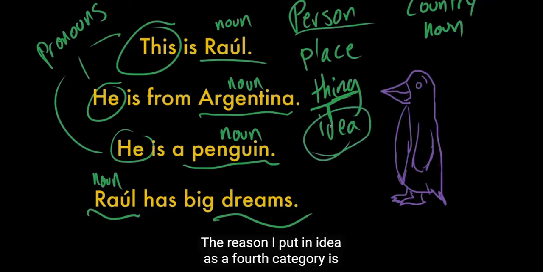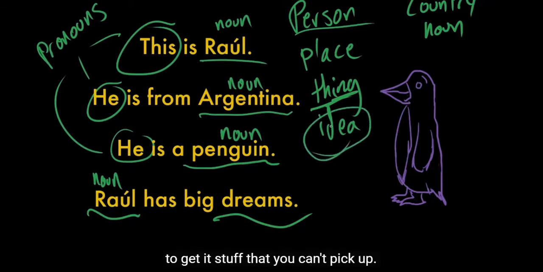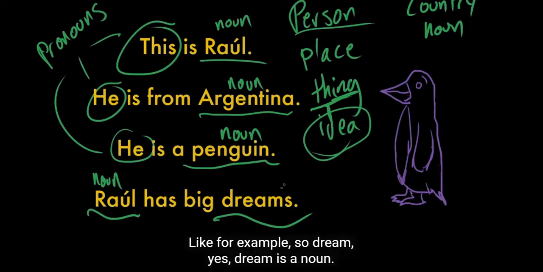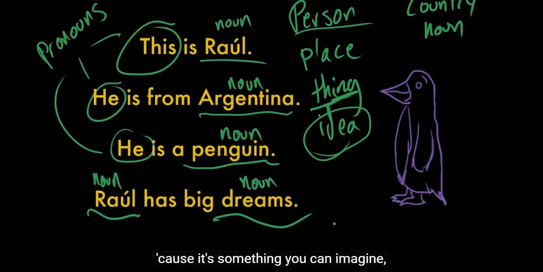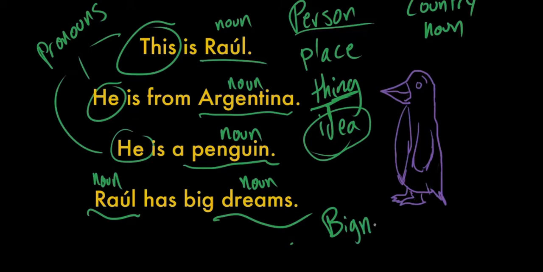The reason I put in idea as a fourth category is to get at stuff that you can't pick up. For example, dream, yes, dream is a noun. Dream is maybe a little tangible because it's something you can imagine, but the idea of a word like bigness, or if you prefer, size.